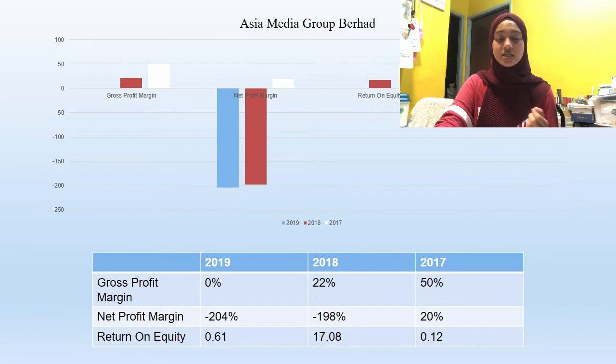earning, as we can see that their net profit margin shows a negative value. Asian Media only provides 0.6125% for every 1 ringgit its shareholders invest, compared to the year 2018, which is 70% for every 1 ringgit.